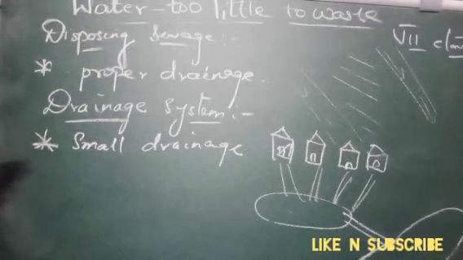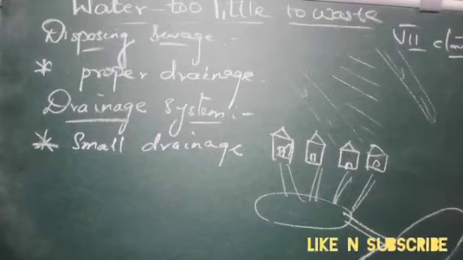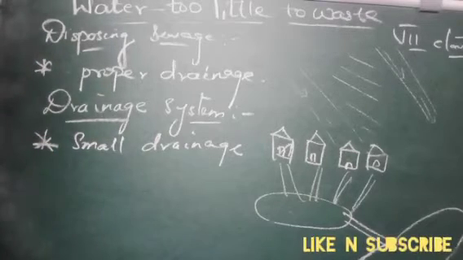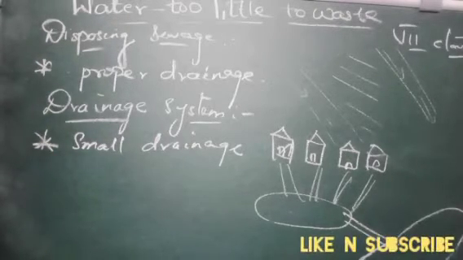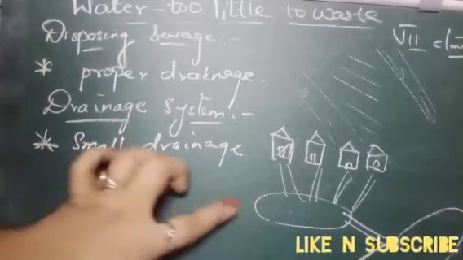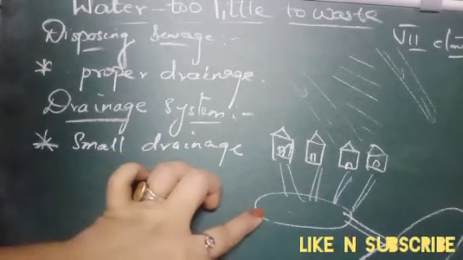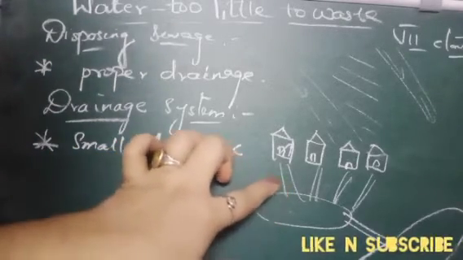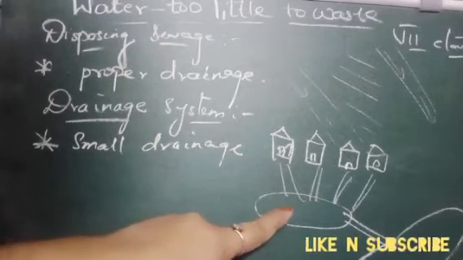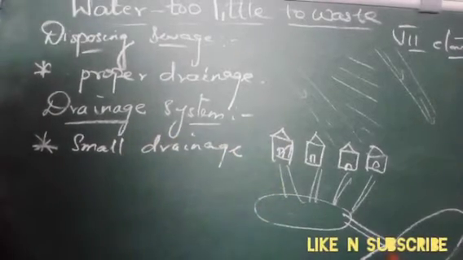So let us find out the different types of drainages in our locality. Wastewater from our houses is generally released into the canals, as I said, canals on both sides of the streets. Then these are open into a drainage system. Okay.